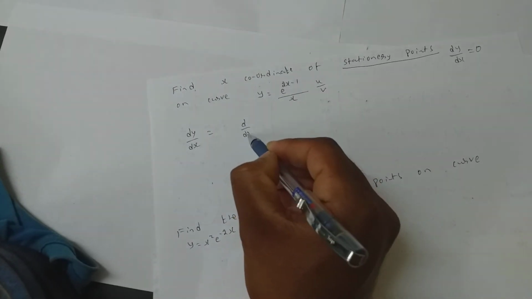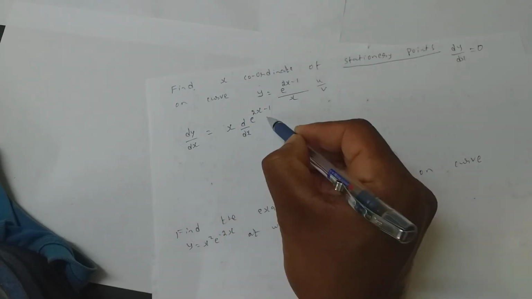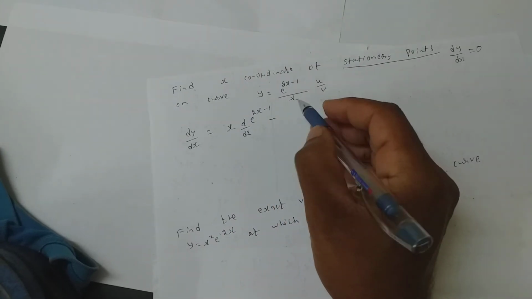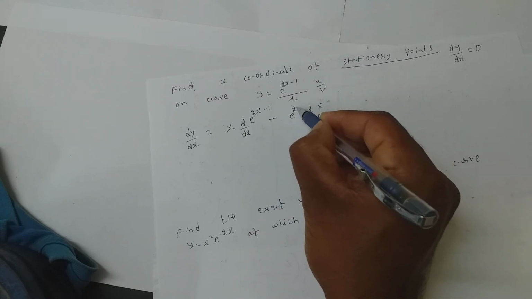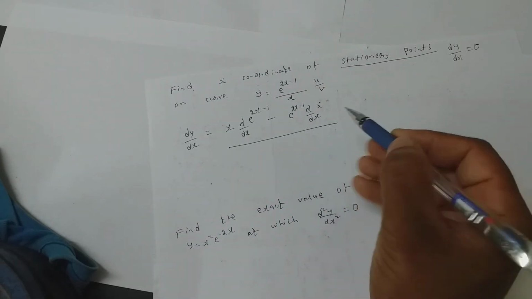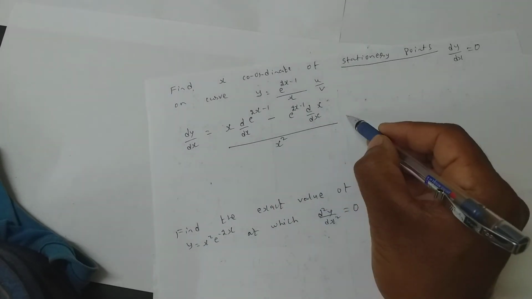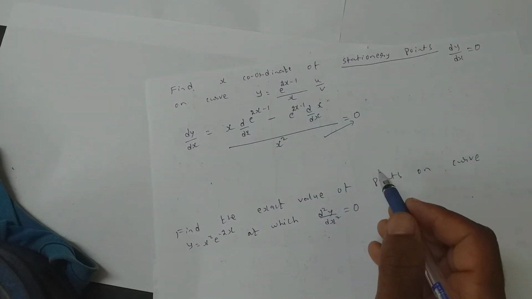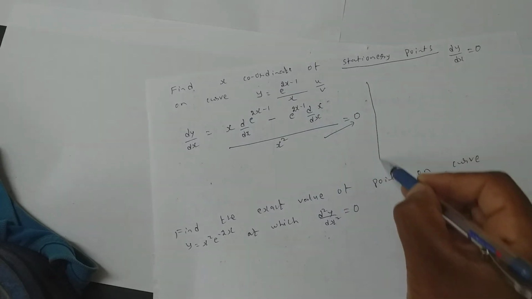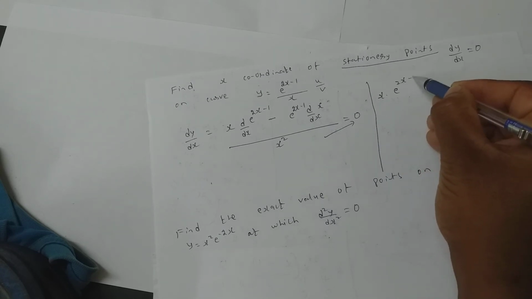Differentiate the numerator first. So e power 2x minus 1, denominator as it is, minus. This time you differentiate the denominator and the numerator as it is you write, by v square, denominator square. I put the numerator equal to 0 such that x square goes that side, it becomes 0. So now x e power 2x minus 1 differentiation.